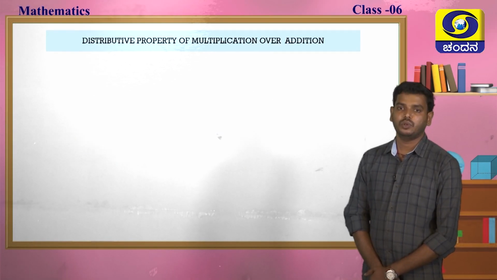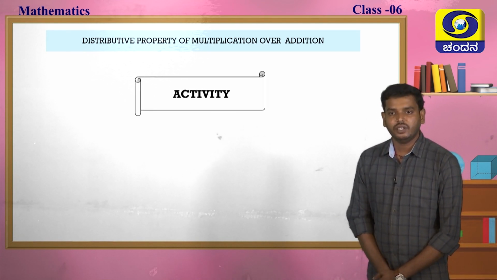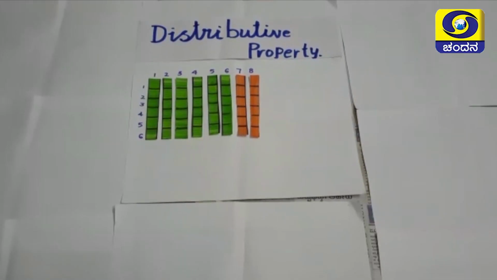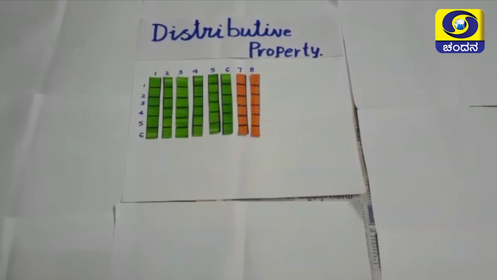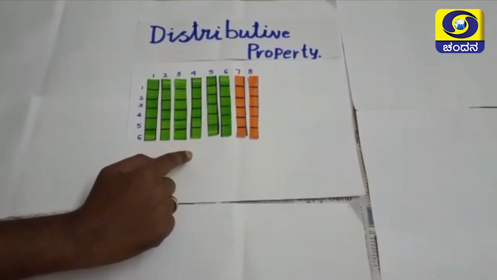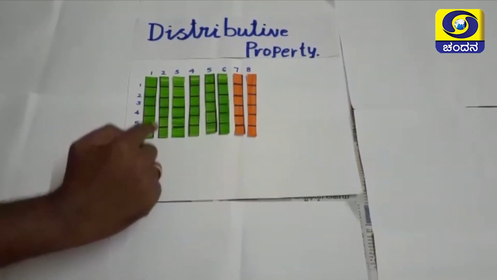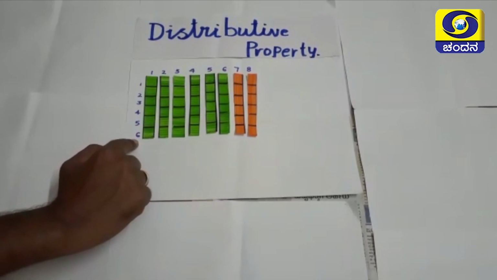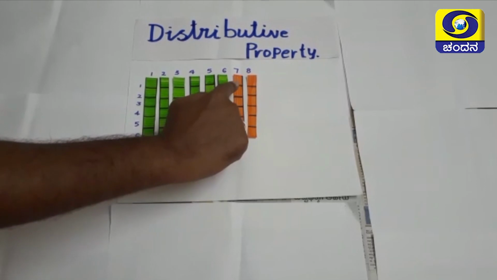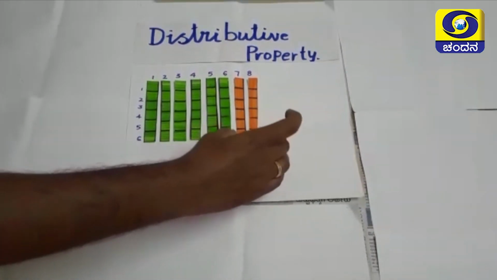Children, next we will move to another property called the distributive property. So, here we have an activity, let us move towards that. Students, we will perform an activity of the distributive property. Here we have some grids. Let us count it. Totally, we have 6 rows and 8 columns. Is it correct? So, which are green and orange colored.